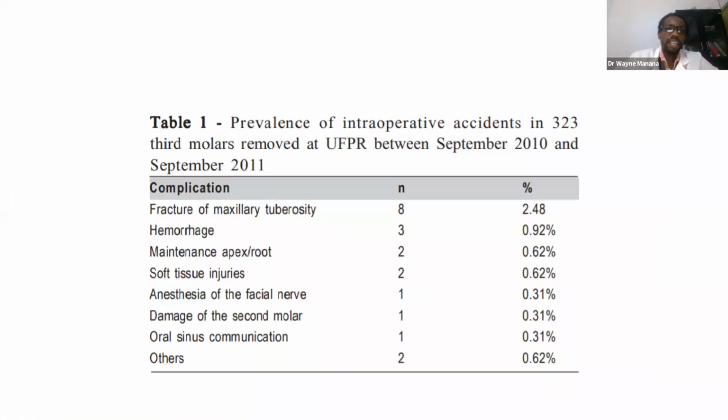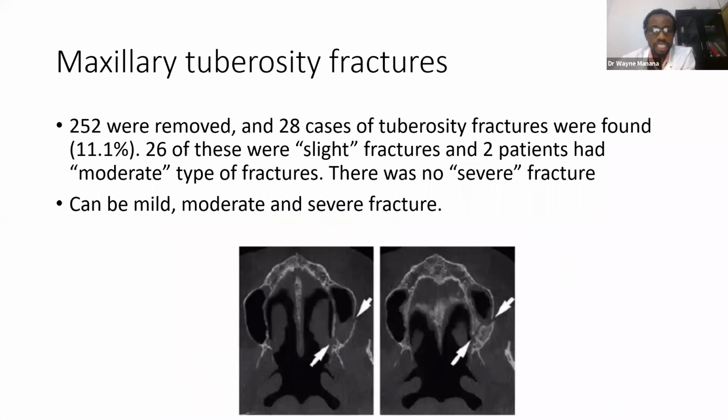And this is not an uncommon complication, the fracture of the maxillary tuberosity. There is a study that was done for 323 patients for upper wisdom teeth, and they found that the fracture of the maxillary tuberosity was the commonest complication, up to 2% of the patients. There's even another study where out of 252 cases, 28 cases had different degrees of maxillary tuberosity fractures. Some were slight, some were moderate, and some were classified as severe.